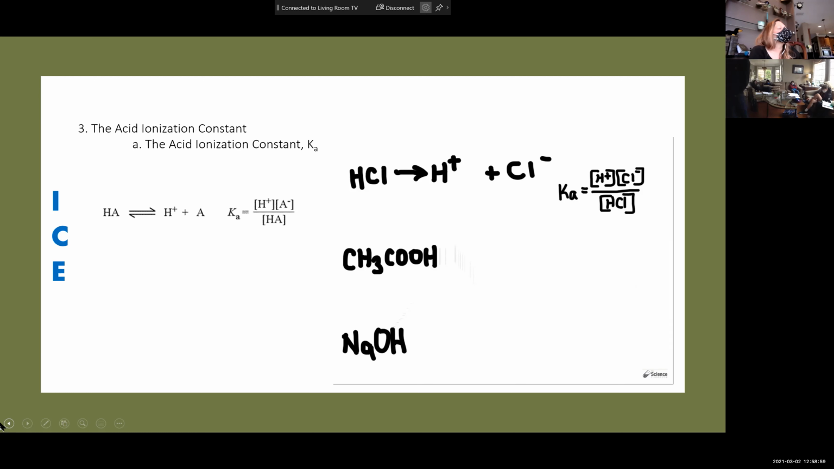And so the bigger this number, the stronger the acid is going to be. The biggest we would get is 1. Here's another example below this, and this is called acetic acid.